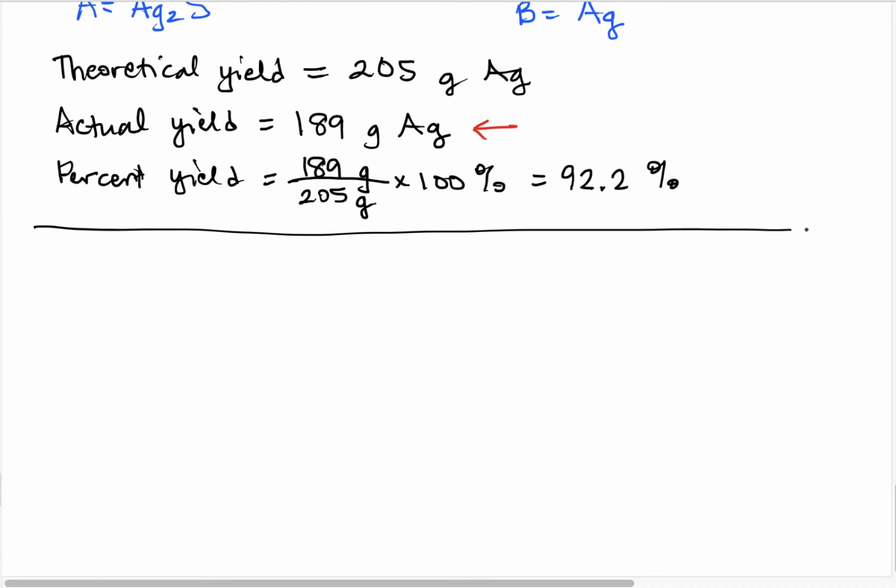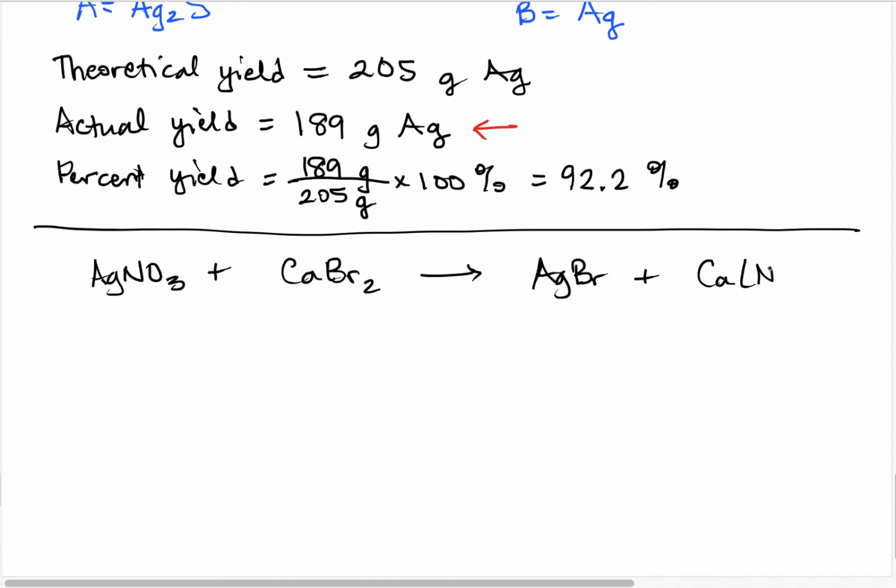So let's try the reaction of silver nitrate with calcium bromide to make silver bromide and calcium nitrate. Now, before we go any further, I want you to stop and look at this reaction and tell me, is this a balanced reaction? It's really not, right? So take a second and balance it. Pause the video so you can do that.